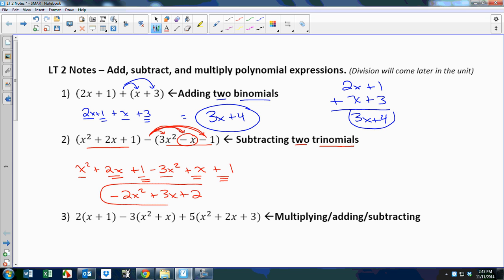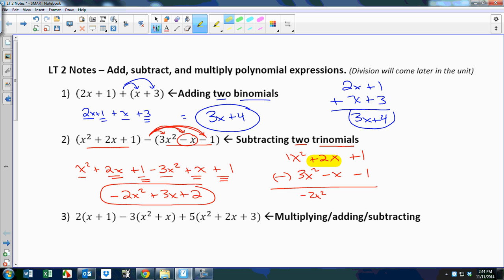So final answer there. And again, you could stack them up, x squared plus 2x plus 1, and subtract 3x squared minus x minus 1. You just have to be careful and subtract them all. 1x squared minus a 3x squared makes a negative 2x squared. 2x minus a negative x is 2x plus x, which would be plus 3x. And then positive 1 minus a negative 1 becomes 1 plus 1, 2. So you could do it that way as well.